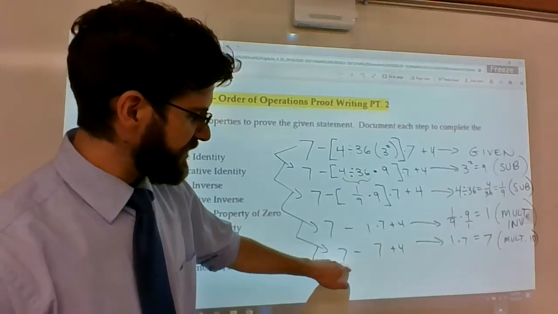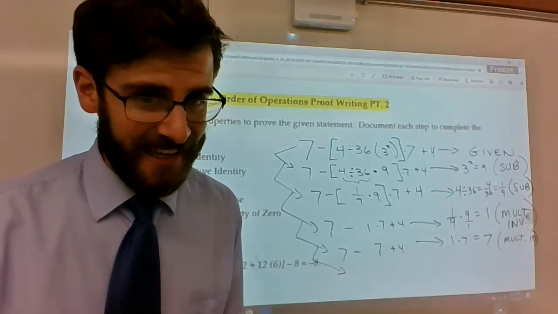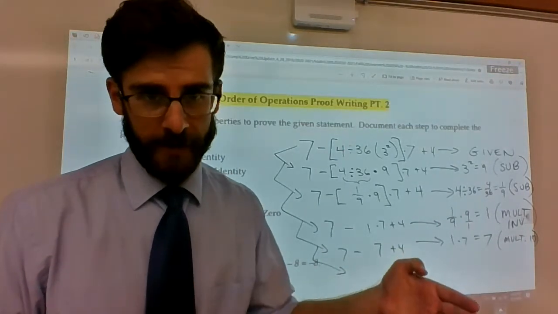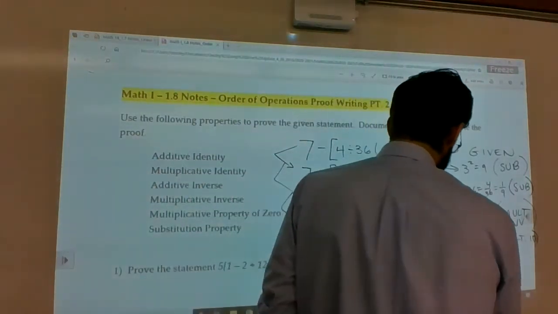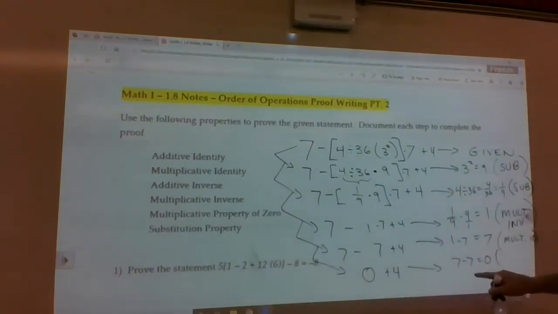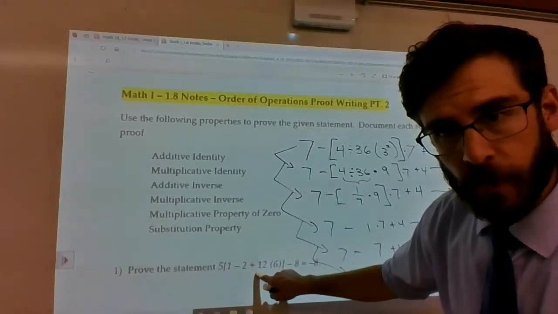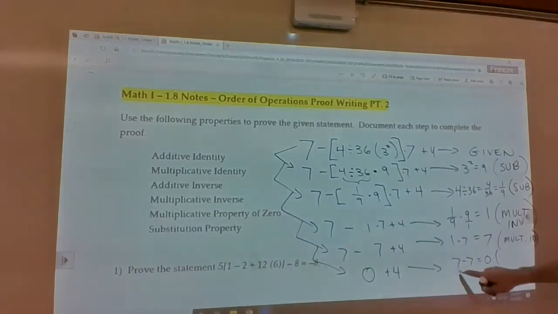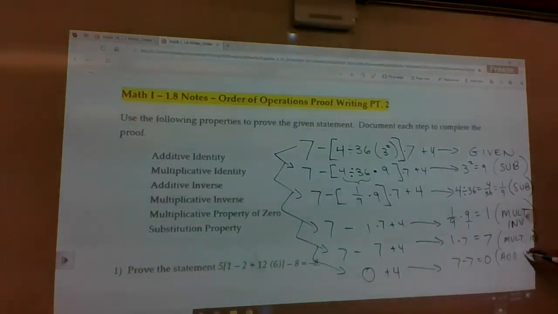So then we should take 7 minus 7. Remember, the order of operations does not state addition then subtraction. It's add or subtract from left to right. 7 minus 7 is 0. That looks very familiar to the time in that proof where we had 1 minus 1 is 0. That was the additive inverse in that proof. So 7 minus 7 equals 0 is the additive inverse.